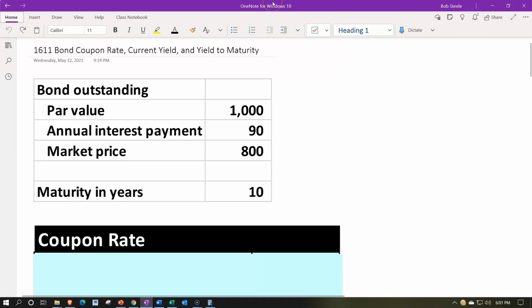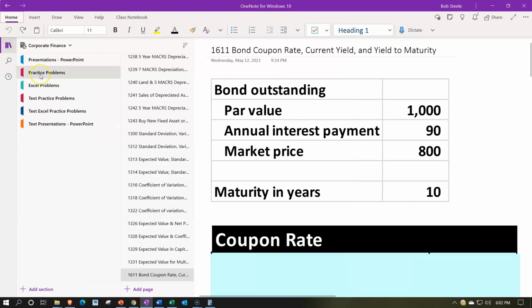Here we are in OneNote. If you have access to OneNote and would like to follow along, you're not required to, but if you would like to, we're in the icon on the left-hand side. We're in the Practice Problems tab, then down in the 1611 Bond Coupon Rate, Current Yield, and Yield to Maturity tab. Also note, when using OneNote, look at the Immersive Reader tool.